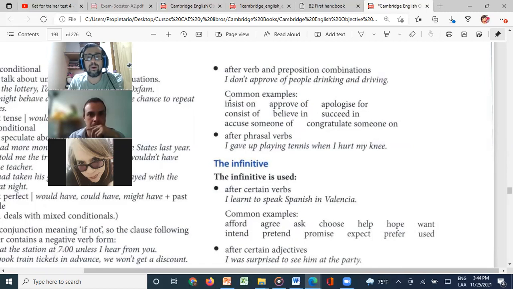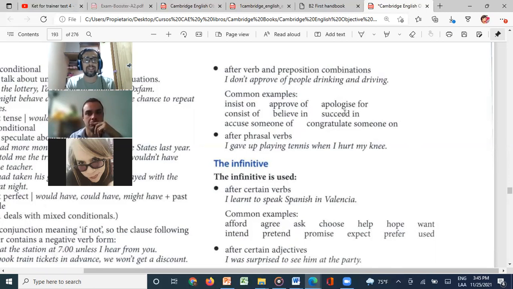Okay, or insist on. So you can say, well, I insist on calling you. Or consist of, or approve of, believe in. This one is a very common one. Yes, I believe in singing, whatever. Right? I apologize for. That's a very, very important one, right? If you want to apologize for something, you can say, well, I want to apologize for talking too loud. You see? So that's a very important one.